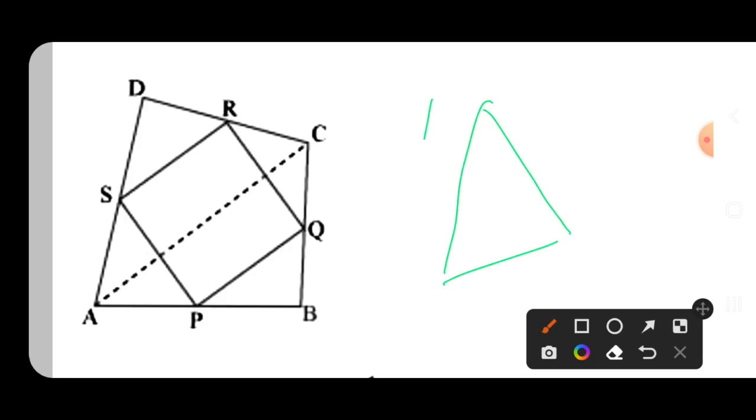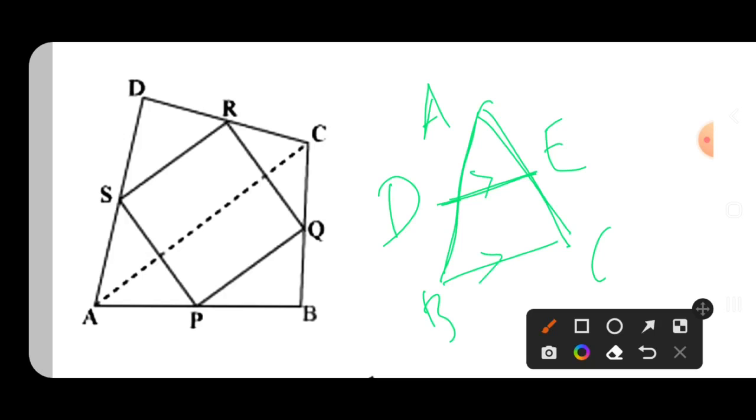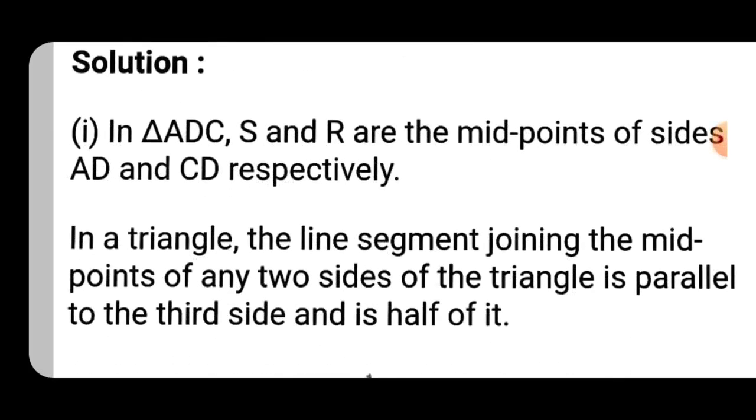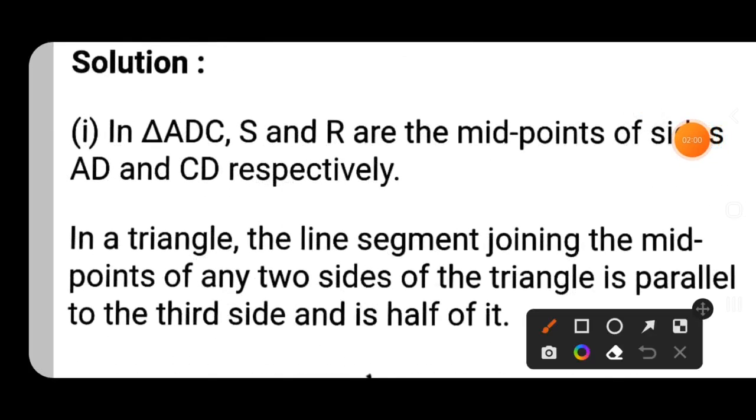In a triangle, the line joining the midpoints of two sides of a triangle. Suppose D and E are the midpoints of AB and AC. The line joining the midpoints of any two sides of a triangle is parallel to the third side, means DE parallel to BC, and DE is half of it. This is the theorem. We will use this theorem in this question. I will explain the solution part only.